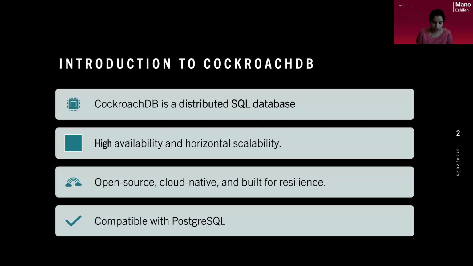CockroachDB is a distributed SQL database, which means it can spread data across multiple nodes, ensuring high scalability and availability and horizontal scalability. One of the standout features of CockroachDB is that it is open source and cloud native. Being open source means it's freely available for anyone to use and modify. As a cloud native solution, it is built to leverage a cloud environment, providing flexibility and scalability.